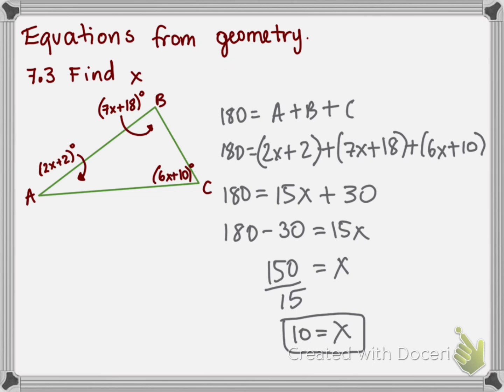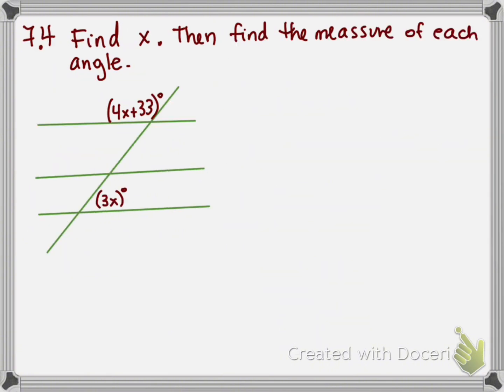Now if we want to know what is, for example, angle A, then we would have to multiply 2 times x, which is 10, plus 2. And A would be 22 degrees. The same for B, we would have to multiply 7 times 10 plus 18, and for C the same, 6 times 10 plus 10. In example 7.4 is the same.